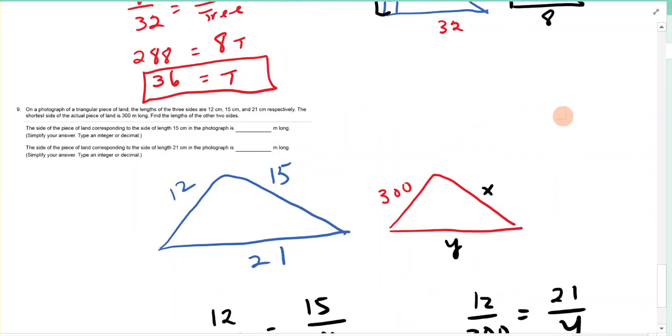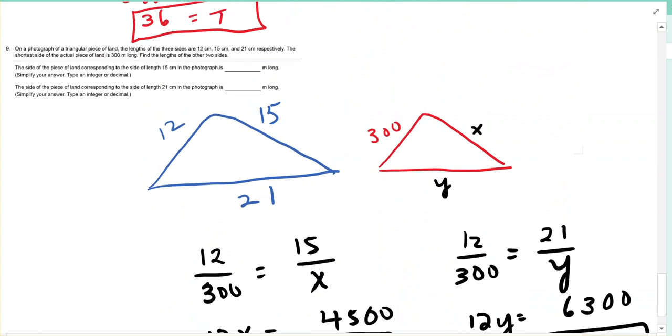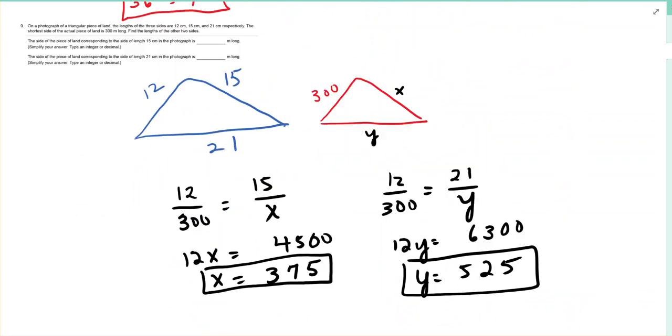All right, let's look at number 9. On a photograph of a triangular piece of land, the lengths of the sides are, and they give us 12, 15, 21. The shortest side of the actual piece of land is 300. So it's going to have to compare with this 12 because that's the shortest. Let's see. And find the other two sides. So we just do two similar proportions.